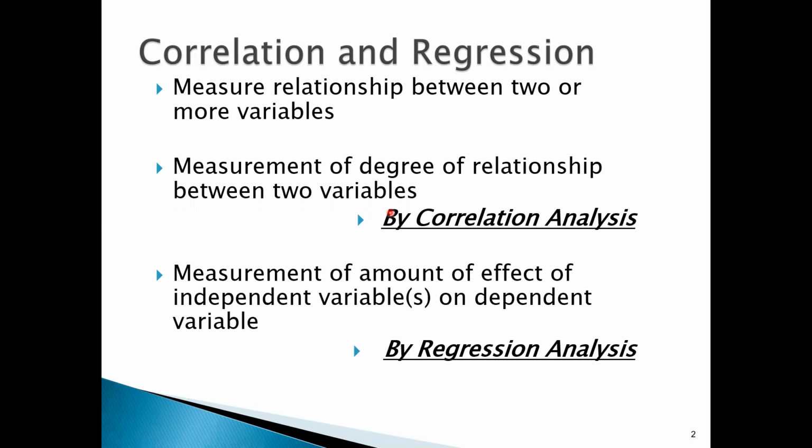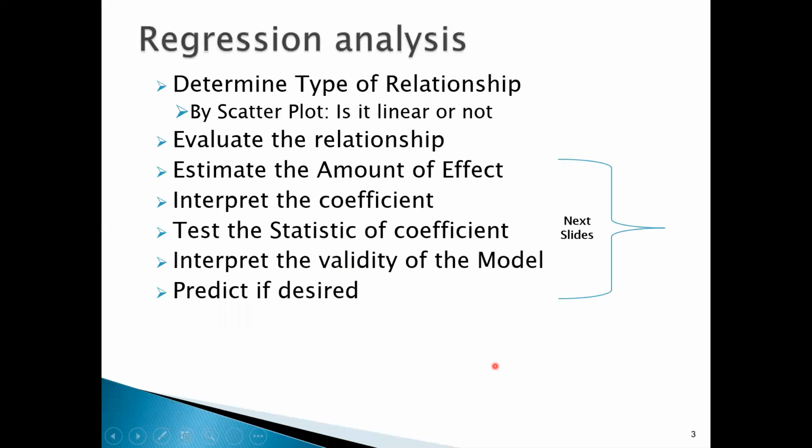So correlation analysis works with finding the increment or decrement and the strength of correlation between two variables, while regression analysis also determines the amount of that effect, that is, how much one variable changes because of another variable. This term comes in the regression analysis.